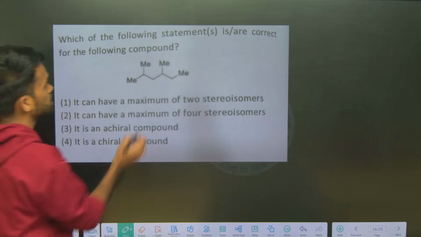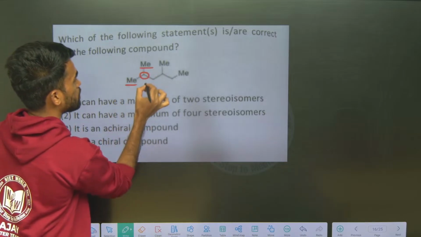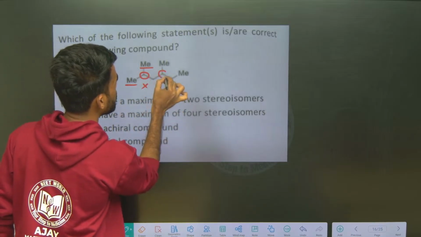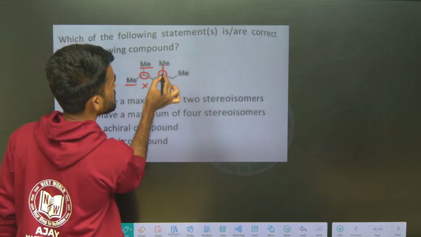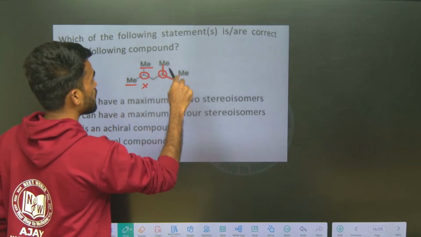Where is it? See, is this a chiral center? No, both of them are methyl. Methyl means this is not a chiral center. But here, this carbon has a methyl group, an ethyl group, some other alkyl group, and one hydrogen. So one chiral center is there.